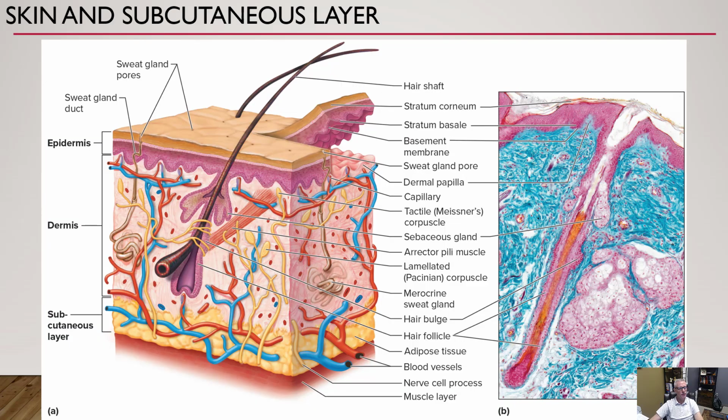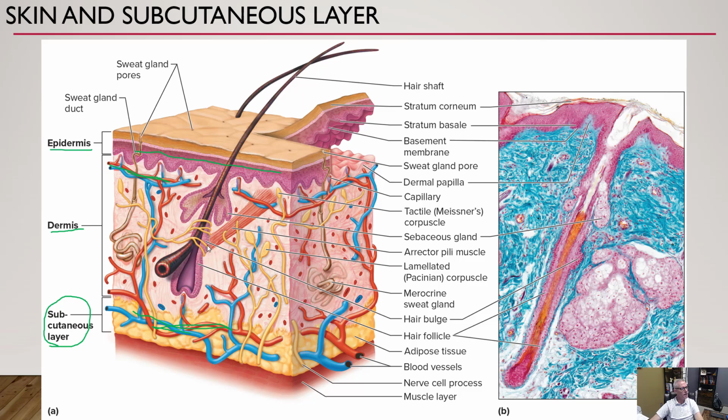All right, so here's kind of a picture view of the skin. So you can see the epidermis is very thin. The dermis is much thicker than the epidermis. Then we have that hypodermis or that subcutaneous layer. You don't see any blood vessels in this epidermal layer, but you can see the blood vessels in that dermal layer and in that hypodermal or that subcutaneous layer.